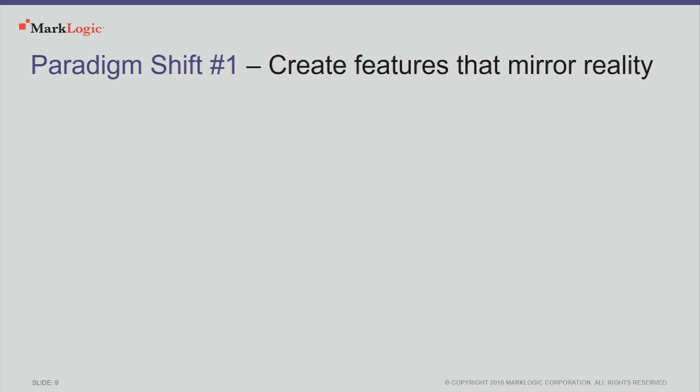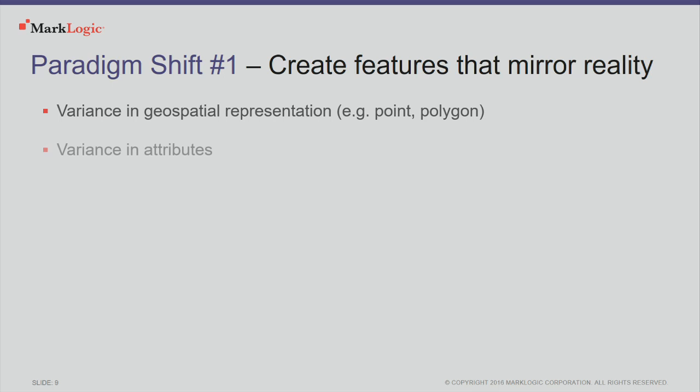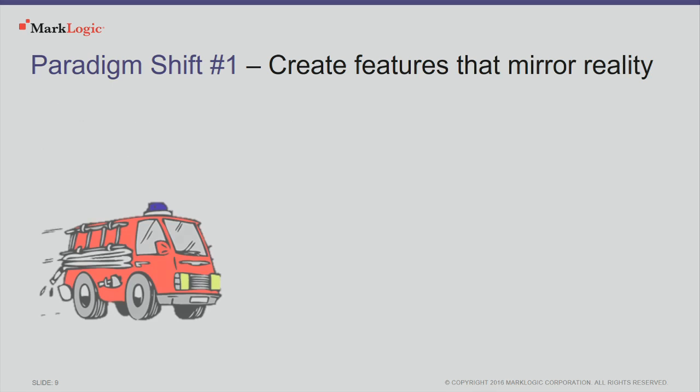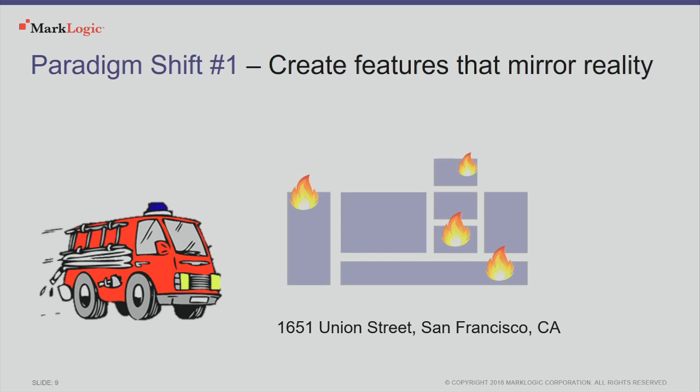What am I talking about? For example, a feature may vary in geospatial representation depending on how you want to interact with it. It also may vary in attributes depending on how you want to interact with it. Let's go through an example. Say I'm an emergency service provider, and there's a fire going on in my neighborhood at 1651 Union Street, San Francisco, California. There's a set of buildings there. They're on fire.